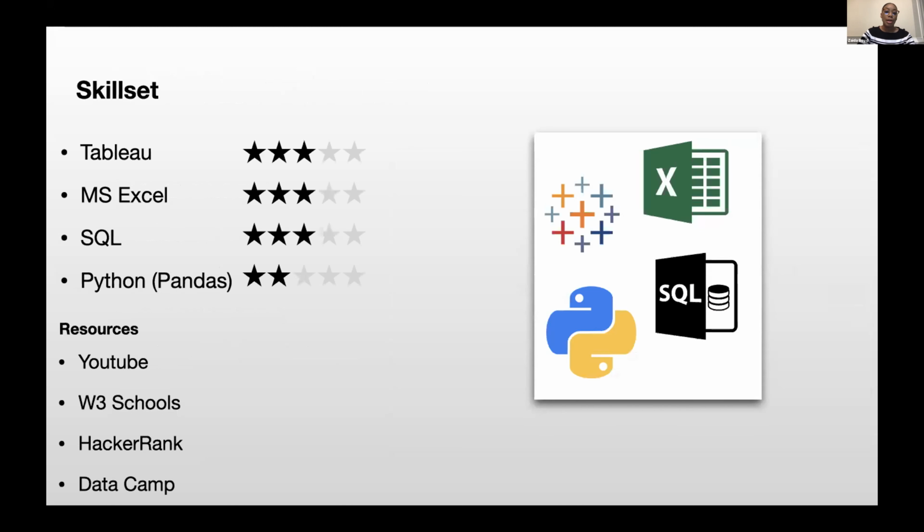In addition to Tableau, I did learn other skills to boost my resume. I ranked each of my skills from 1 to 5 stars, 1 being a complete beginner and 5 being an expert. As you can see here, I'm pretty comfortable using Tableau, Excel, and SQL. Python Pandas had a bit more of a learning curve for me personally, but I'm still working on those skills and trying to get better. The resources I used to learn these skills were YouTube, W3Schools, HackerRank, and DataCamp.